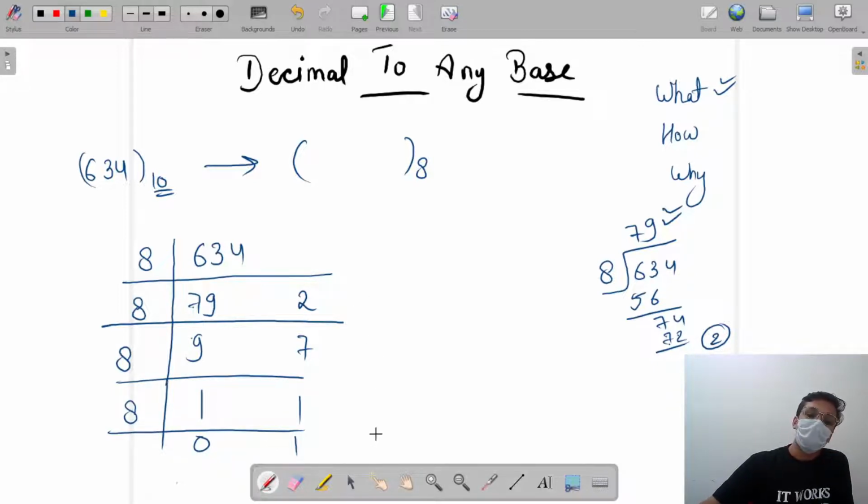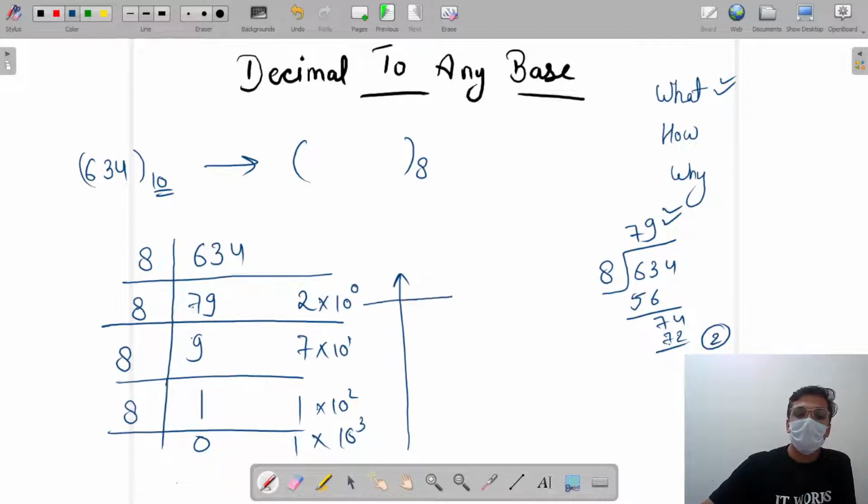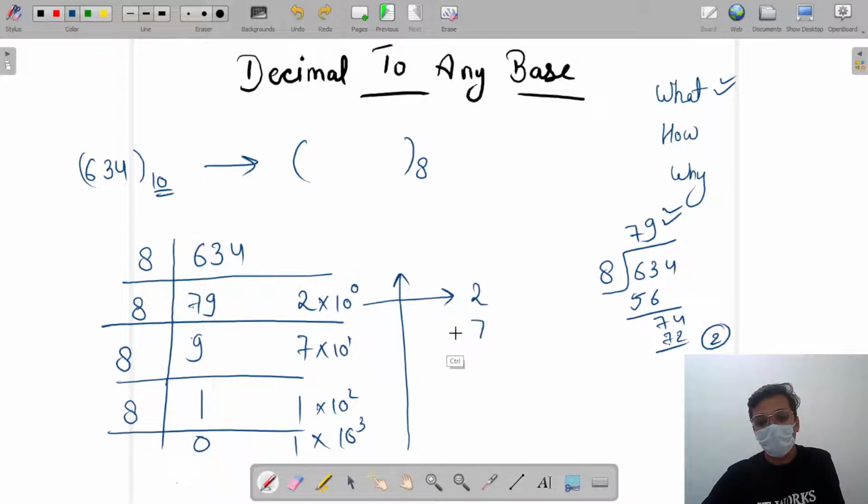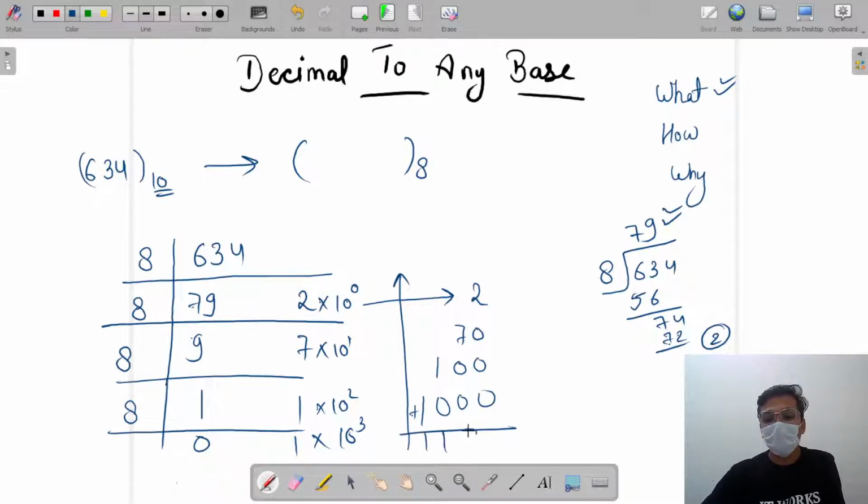So we write our answer in bottom to up format. This is very similar to multiplying this digit by 10 raised to the power 0, this digit by 10 raised to the power 1, this digit by 10 raised to the power 2, and this digit by 10 raised to the power 3. So 2 times 10 to the power 0 is 2. This is going to be 70. This is going to be 100, and this is going to be 1000. When we add these all, we get our answer as 1172.